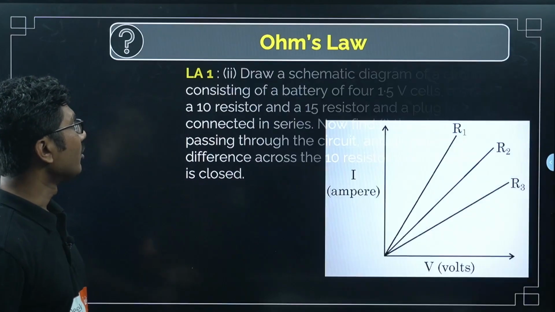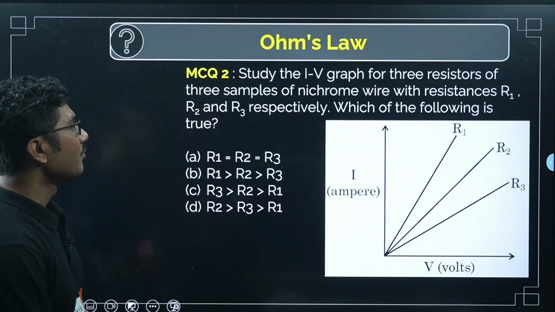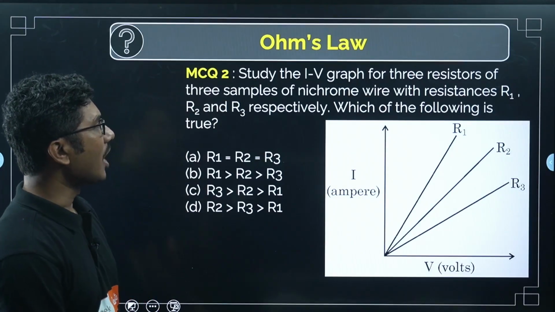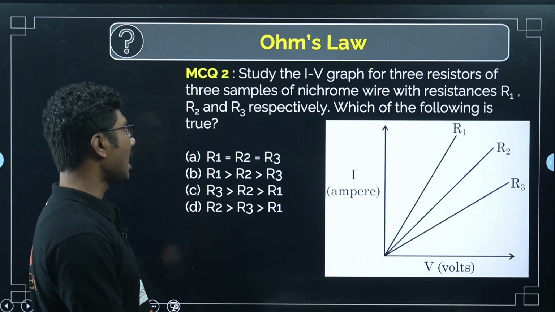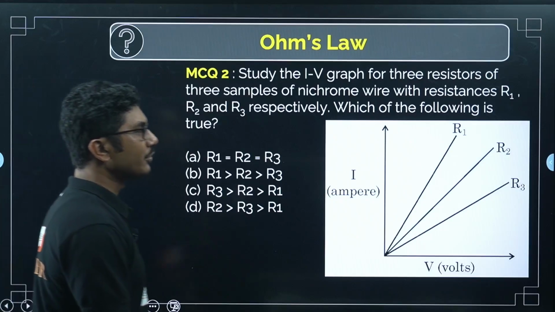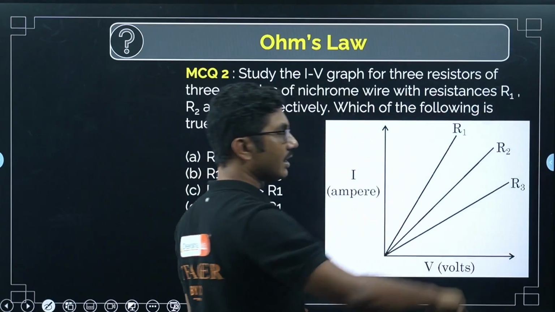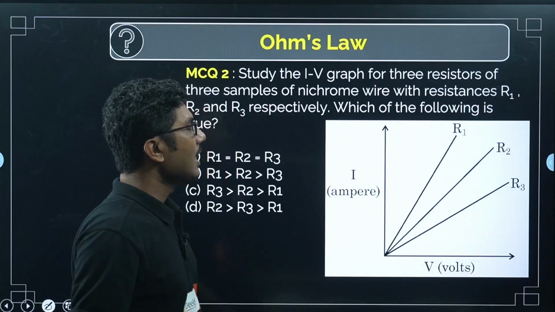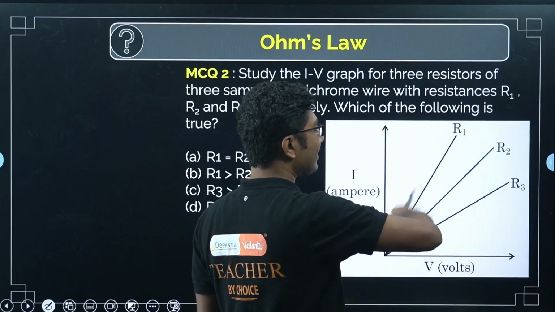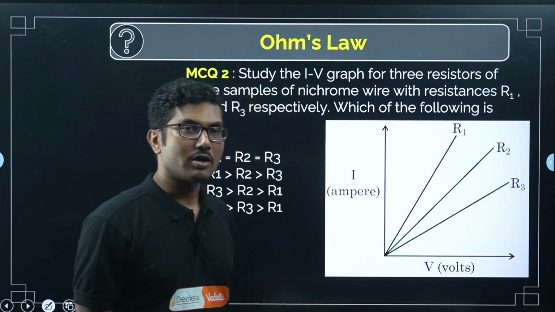Okay, now let's move on to the next question. Ohm's law. Study the IV graph for 3 samples of nichrome wire of resistances R1, R2 and R3 respectively. Which of the following is true? So they have given you 3 resistances R1, R2, R3 and their IV graph. Now remember that if these 3 resistances are different, that means they have different IV characteristics, IV graphs, that means these resistances are not same.